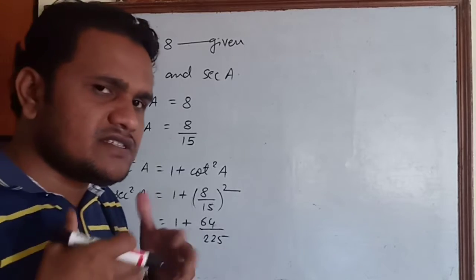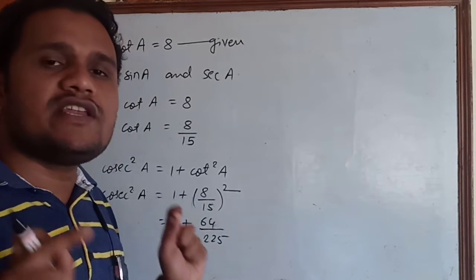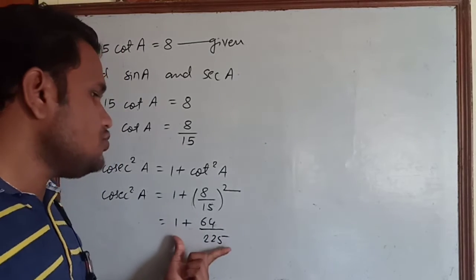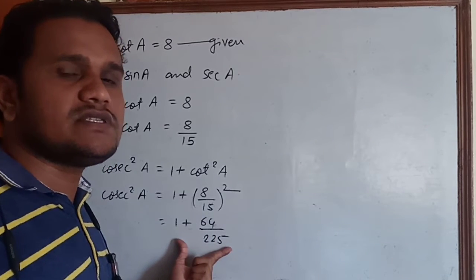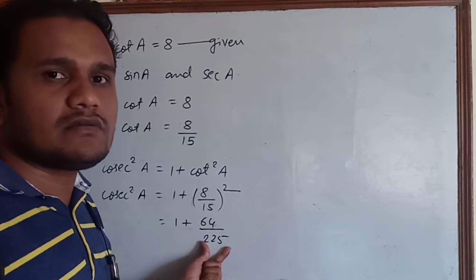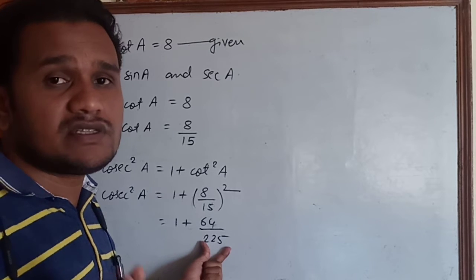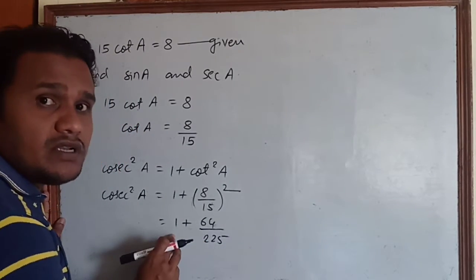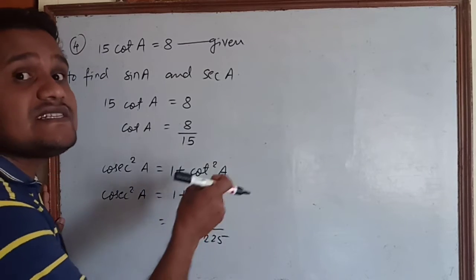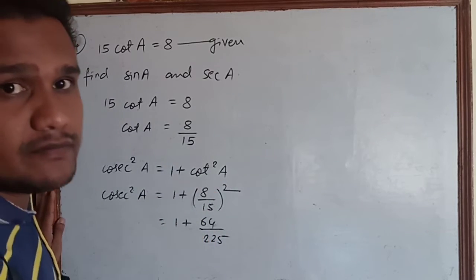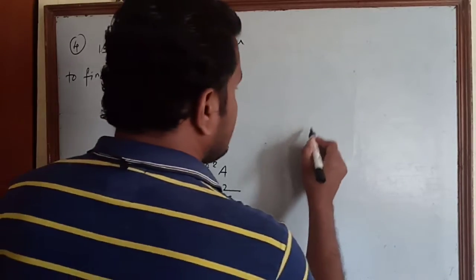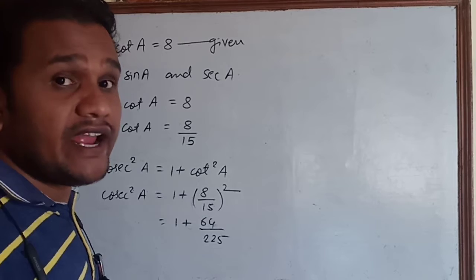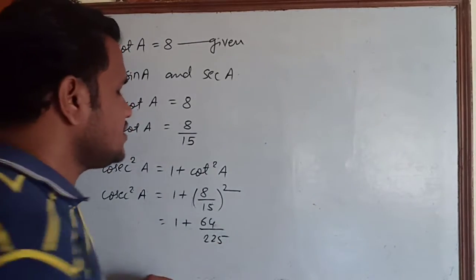Now, it is very surprising to me, but many of the 10th standard students don't know how to solve this type of structure, where one is a number and another one is a fraction. You must know this type of basic things. 225 into 1, 225 plus 64 is 289. If you don't know, let me solve it here. Many times I have solved this type of question. I am very angry on this topic. You must know how to solve it.